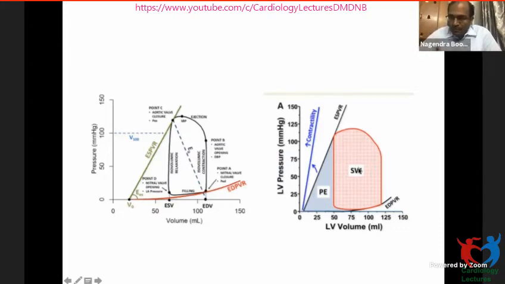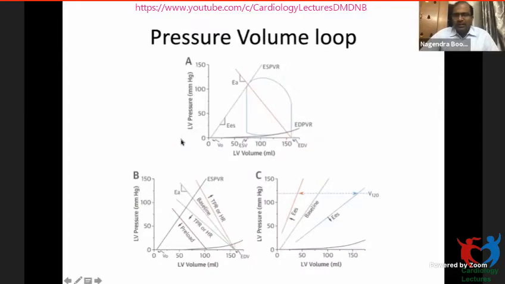So stroke volume can be made higher, but there is no use of a higher stroke volume if you are going to produce it at an increased MvO2. That means if you are going to have an increased potential energy, then it's not going to be useful. That point needs to be emphasized. So this can be a little confusing.